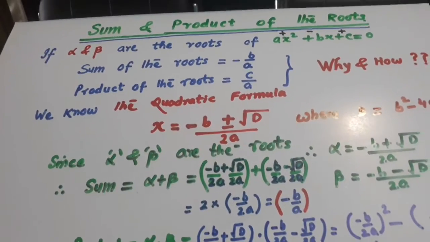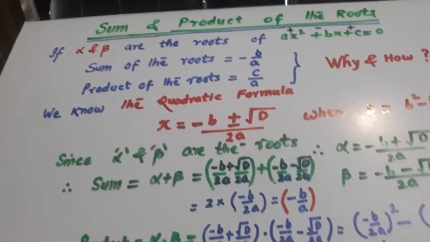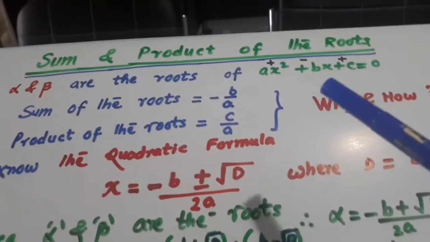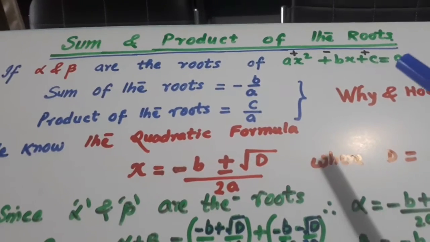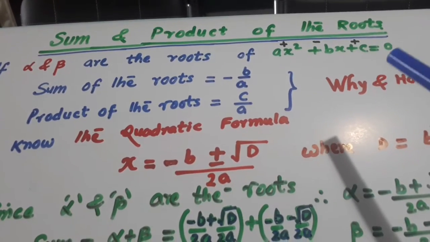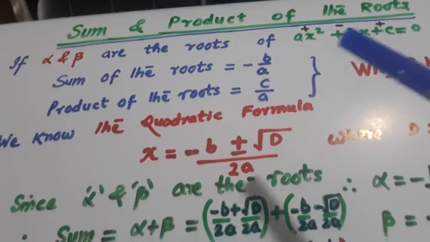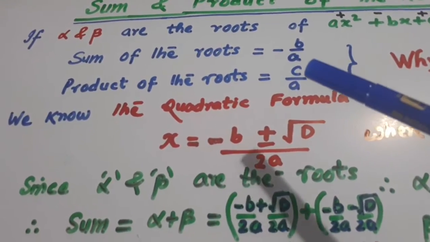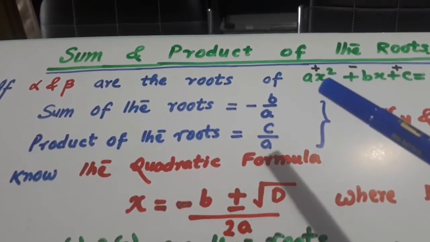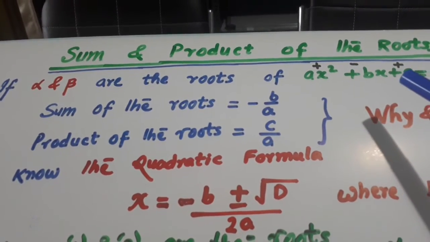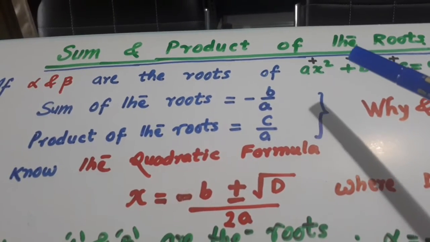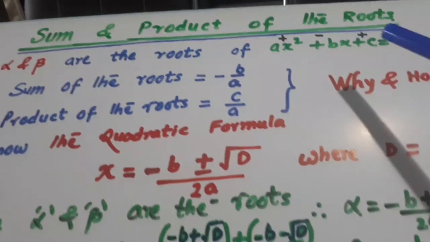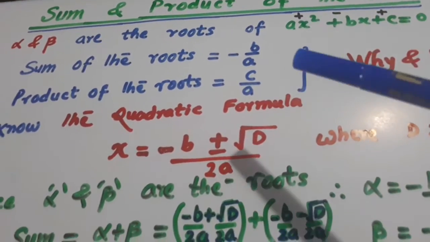Let alpha, beta be the roots of this quadratic equation ax square plus bx plus c equal to 0. Sum of the roots is minus b over a and product of the roots is c over a. Look here: plus, minus, plus. Sum of the roots is minus b over a and product of the roots is plus c over a.